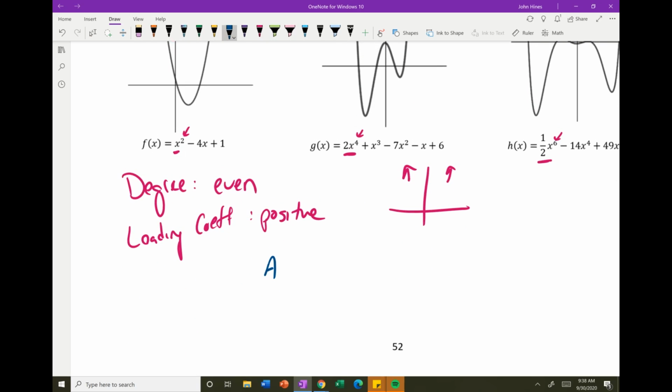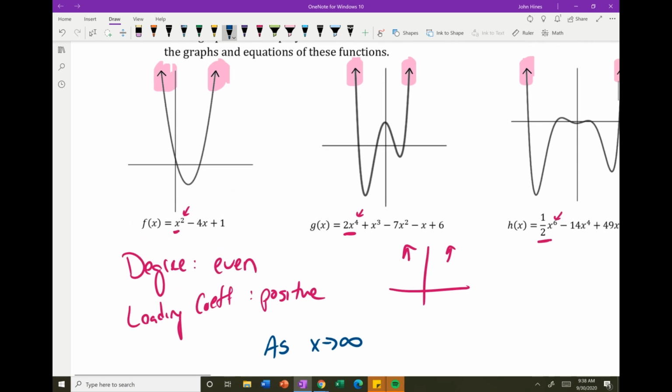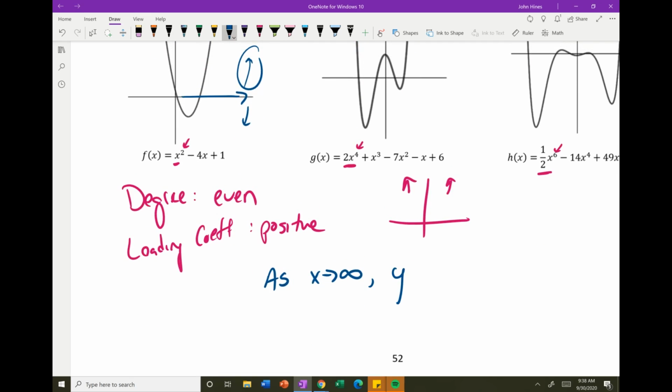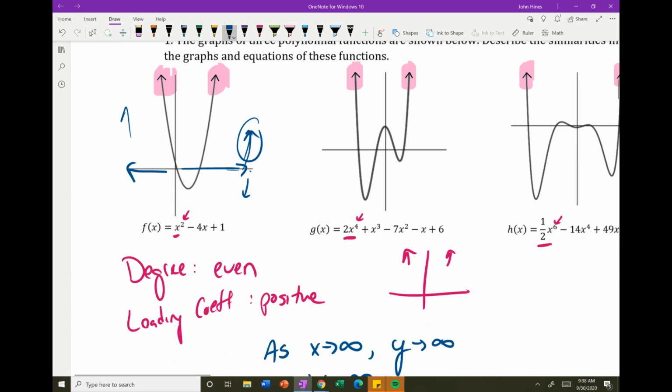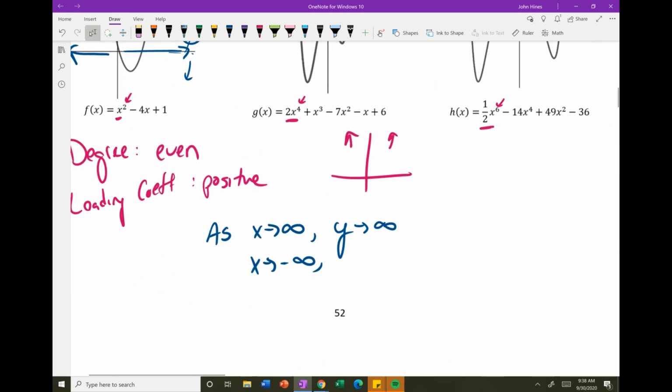So when I describe the end behavior, as x gets really big, as I go to the right of my graph, where's my function going? In this case, it's going up. My y values approach infinity. So as x gets really big, my y values are also getting really big. As I go to the left, as x goes to negative infinity, where's my function going? In this case, the y values are also skyrocketing up to infinity.